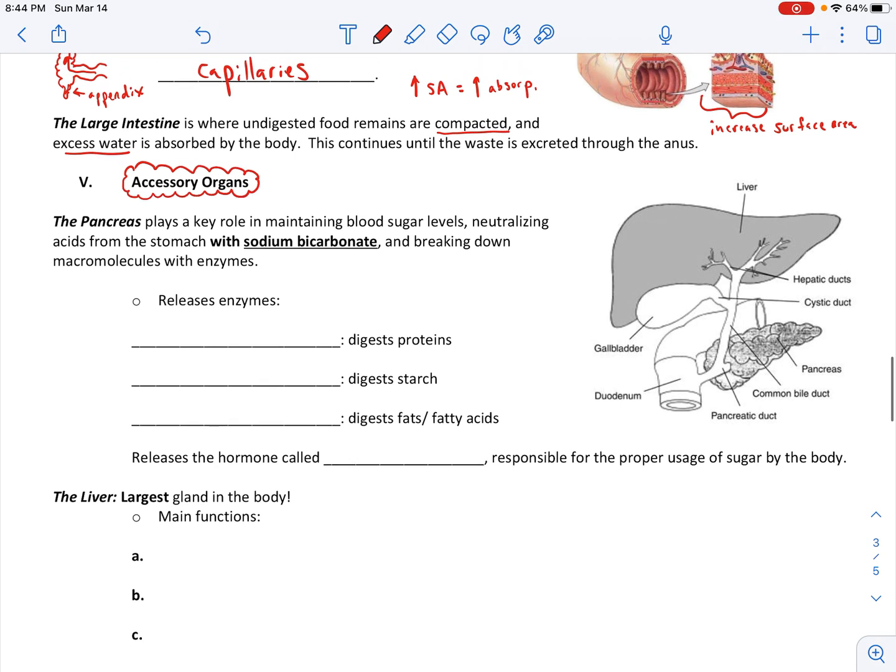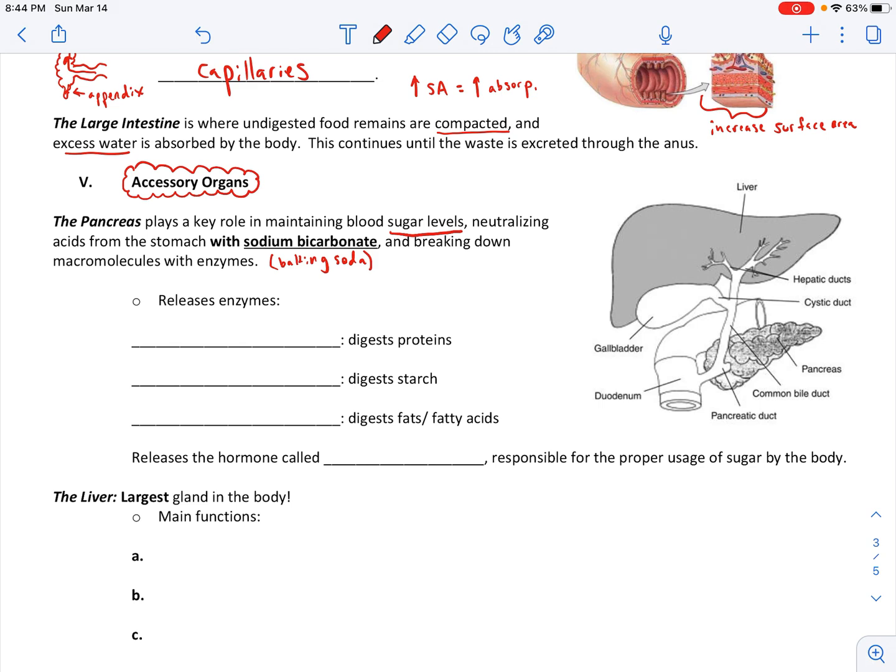Now, let's start with the pancreas. The pancreas plays a role in maintaining blood sugar levels. It neutralizes acids from the stomach with a compound called sodium bicarbonate. You know this as baking soda. And it's involved with continuing to break down the macromolecules that you consume by releasing enzymes.